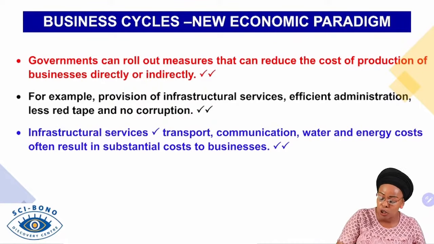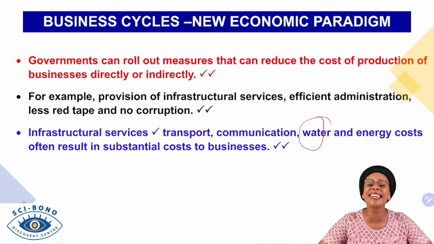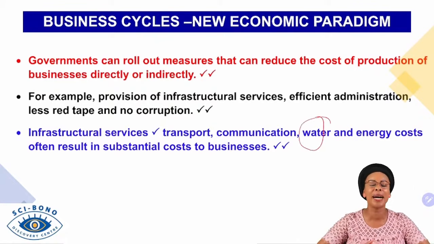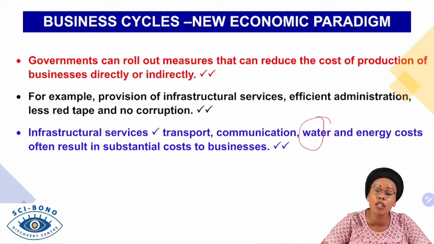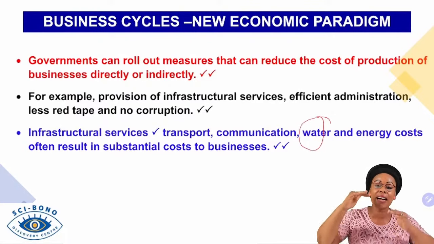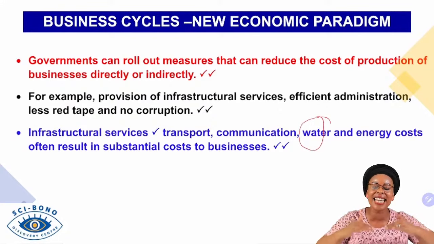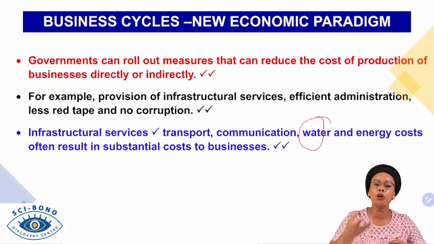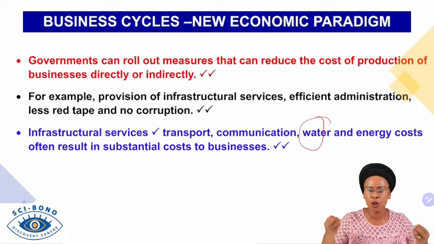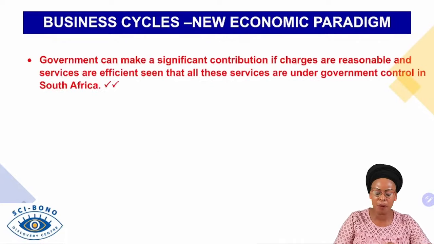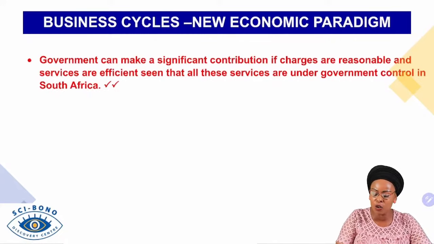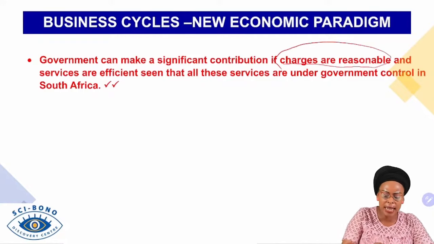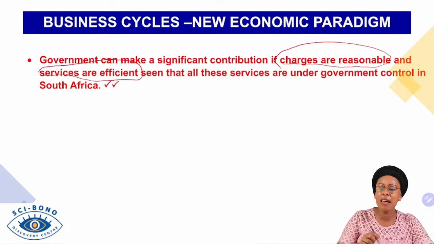businesses. I want to talk about water. Businesses pay rates and taxes where they operate. And those rates and taxes also increase production costs of businesses. So if the government reduces rates and taxes, businesses can use that money to produce more and to supply more. So that is why we're saying government can make a significant contribution if charges are reasonable and even if services are efficient.